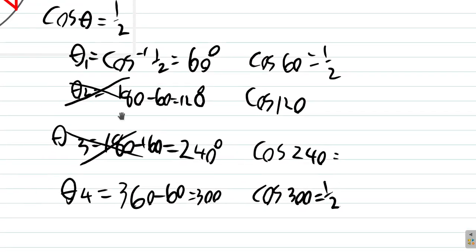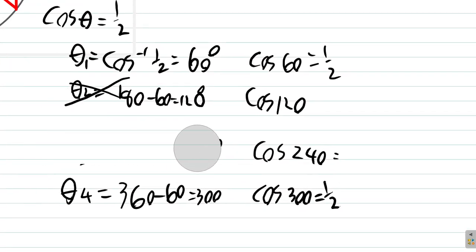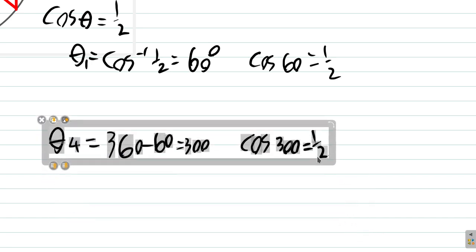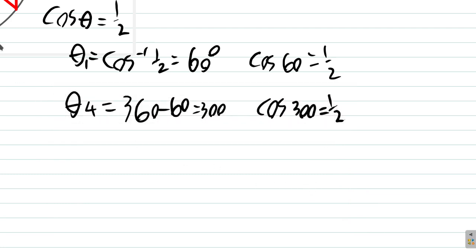So here now, let's just erase some of these things. These didn't work, so we're not going to consider them. We're going to consider this as our next angle in line. Let's put this angle up to the front. Let's call this theta 2. Which other angle gives you half when you cosine it?